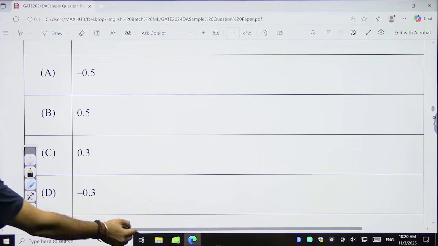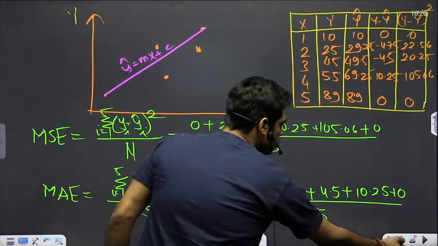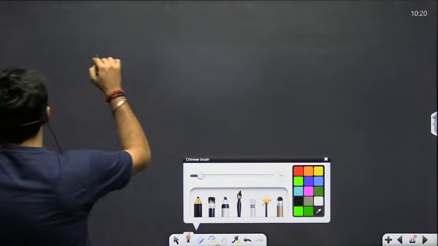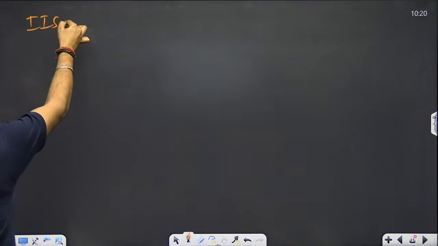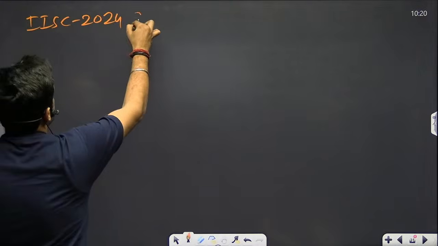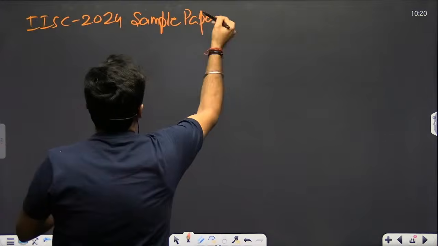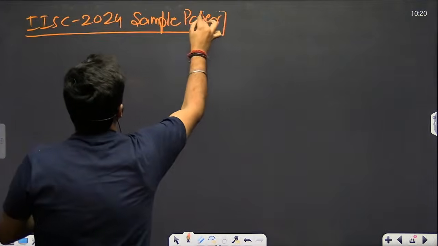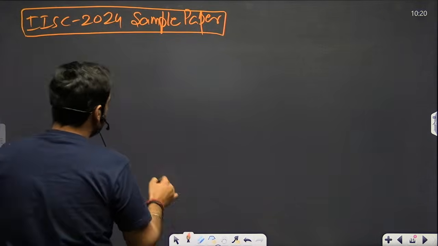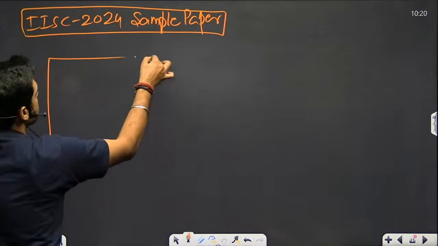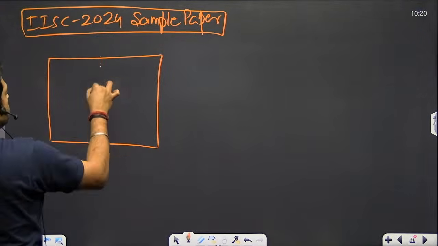Now let us start how to do this. I'll cover this IISc 2024 sample paper question. I'll tell you what formula you have to use. I'll just draw the data set once.